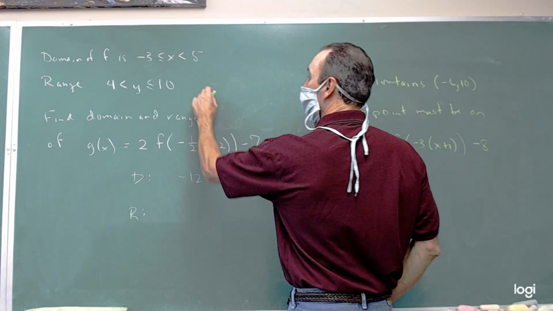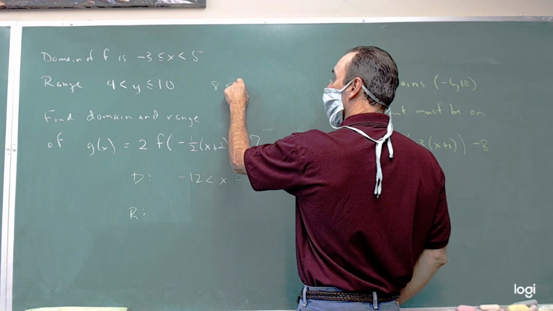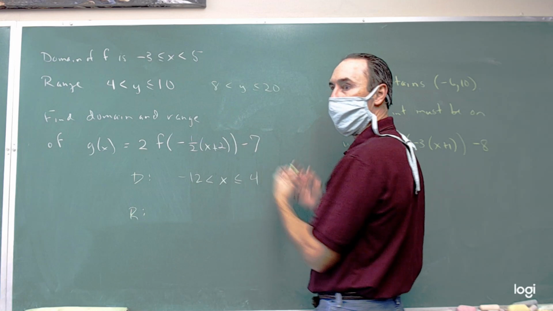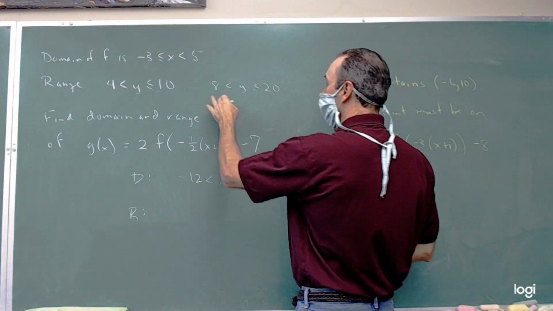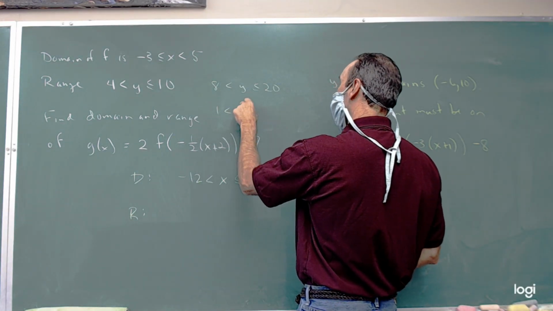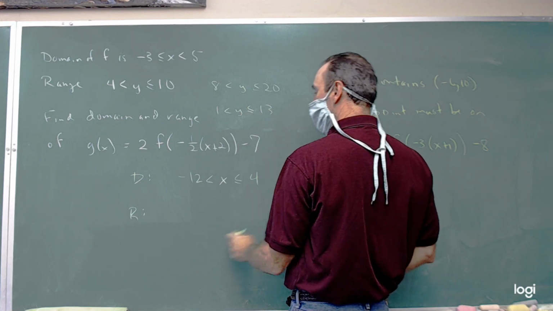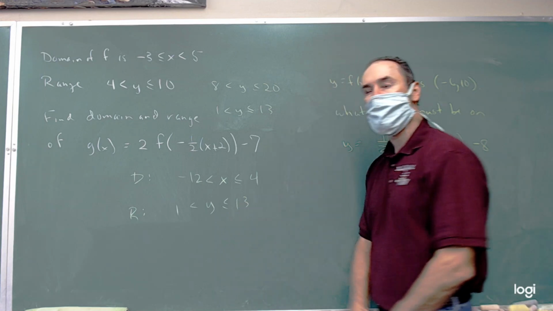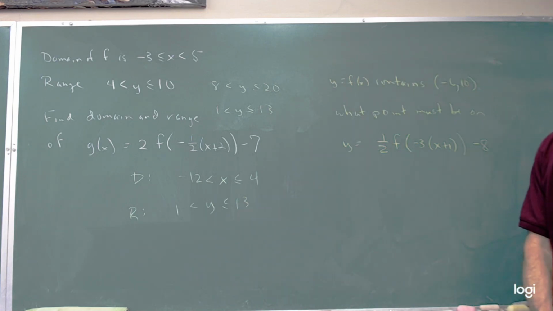So it's going to be 8 less than y less than or equal to 20. Then we're going to subtract 7 from everything. And so that'll be a 1 less than y less than or equal to 13. And that's going to be our range. Does that kind of make sense?